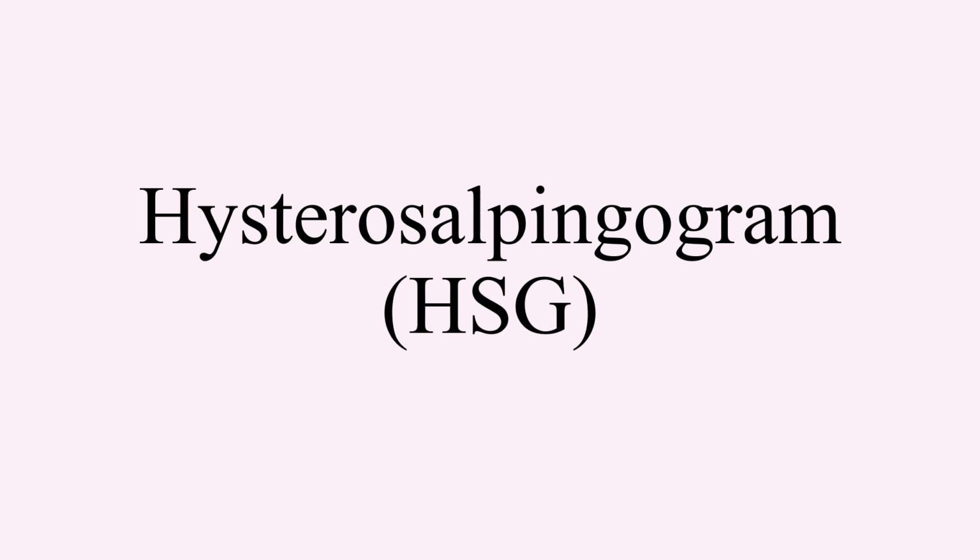Hello and welcome. This video is about hysterosalpingogram, a procedure used for investigating female cases of infertility. X-rays have been around since 1895, and the first hysterosalpingogram was done in 1914. Over the years, this procedure has become safer and more effective.